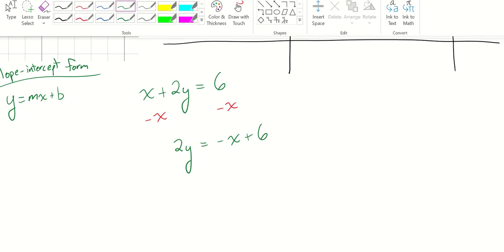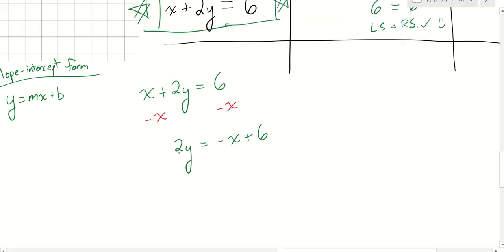Actually, well, we know that y is being multiplied by 2, and to get rid of that multiplication, we just divide by 2. And we divide the whole right-hand side by 2. And then we get more simply y equals negative x plus 6 over 2. Let's split this fraction up. So negative x over 2 plus 6 over 2.